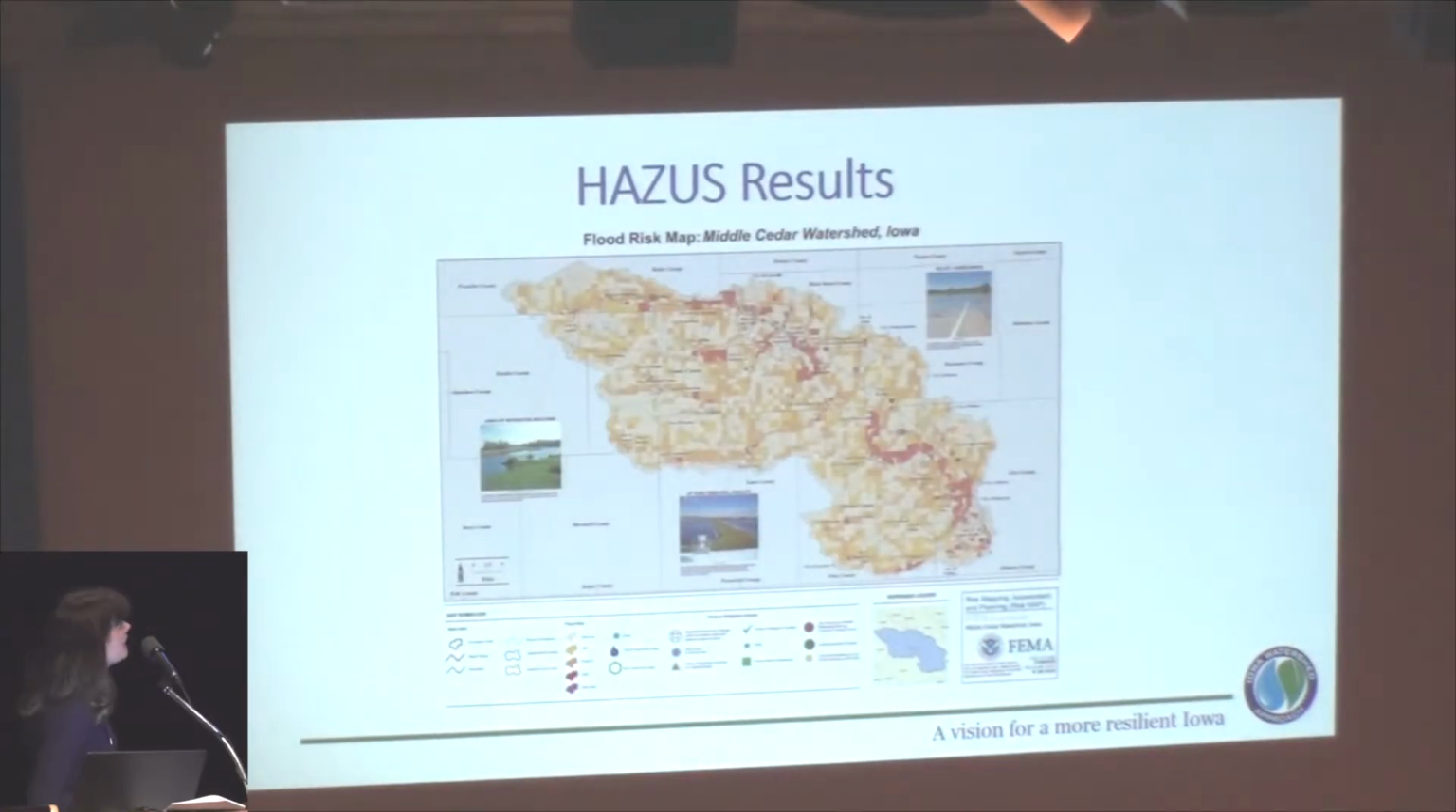So here's an example of a map that was pulled out from a flood risk report that FEMA produced in cooperation with DNR efforts as well. And you're looking at the Middle Cedar. It's got some interesting information on it. You'll see that the dark red is the high risk. You'll see some different pictures that talk about areas of opportunity that were identified. And for some reason, mapping is probably the way that we communicate most effectively across different ranges of audiences.